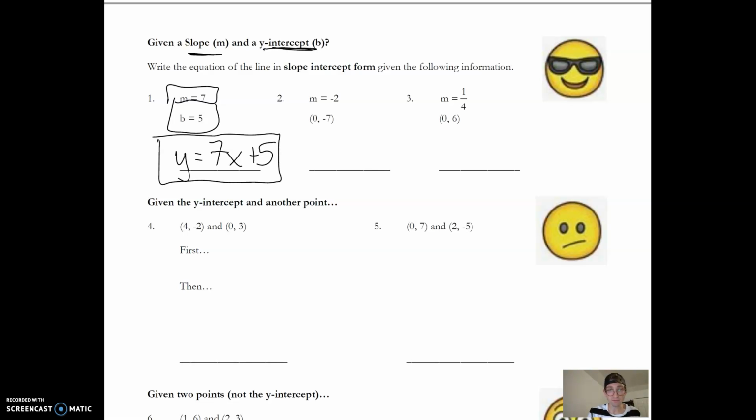so our equation for that line would be y equals 7x plus 5. Looking at the next one, we're given a coordinate, but we're given a coordinate where the x coordinate is 0. So our b value is just whatever the y coordinate is, in this case, -7. If our m is -2 and our b is -7, then our equation is y equals -2x minus 7.